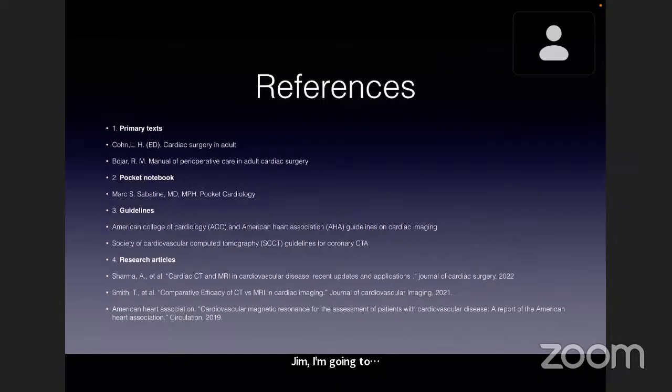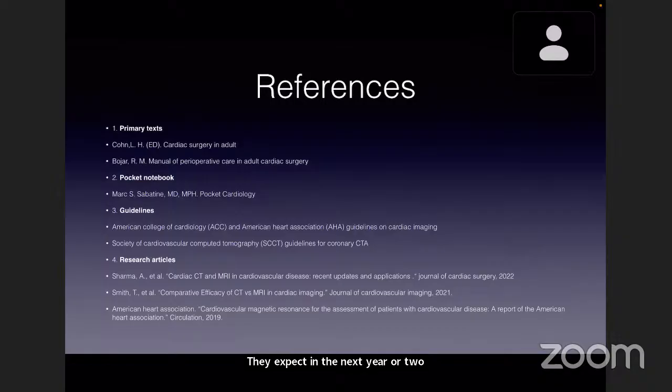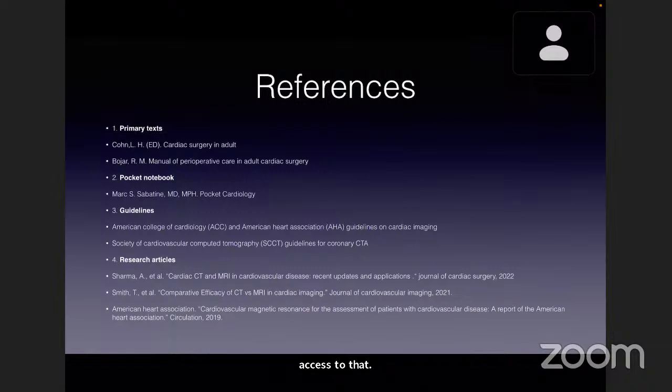The first few lectures were about imaging, and one of them was very intriguing that will change the concept of applying CT in our practice. They expect in the next year or two, there will be dramatic change in how we evaluate the patients. I think they have it recorded, and if you have access to that, please review it, or at least keep an eye on this new change.